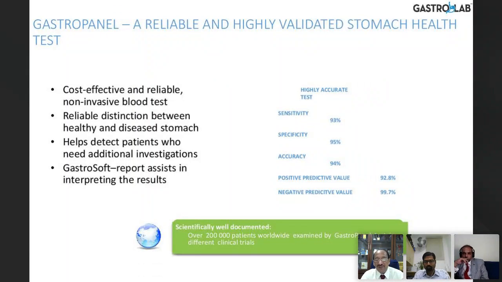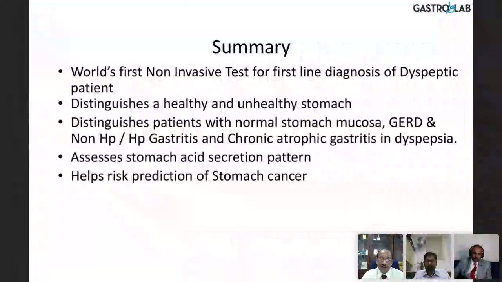You see a sensitivity of 93%, specificity of 95%, accuracy of 94%, positive predictive value of 92%, and negative predictive value of nearing 100%. Amazing sensitivity, specificity, accuracy, positive, negative predictive values. I've not seen any tests reaching up to this level in the clinical trials. So it's really heartening to know that we have a good tool in our hands. So to summarize, my friends, this is the world's first non-invasive test for first-line diagnosis of dyspeptic patient.